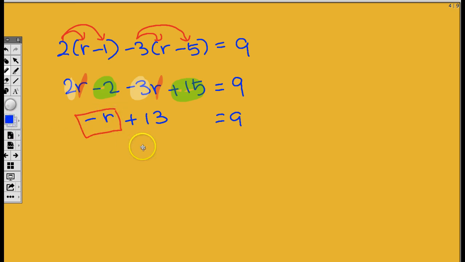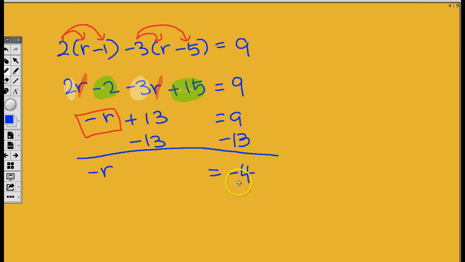So I'm going to go ahead and subtract 13 from both sides. Okay? So then we have negative r, and then 13 minus 13 is 0, right? So that equals 9 minus 13 is? Negative 4. Am I done?